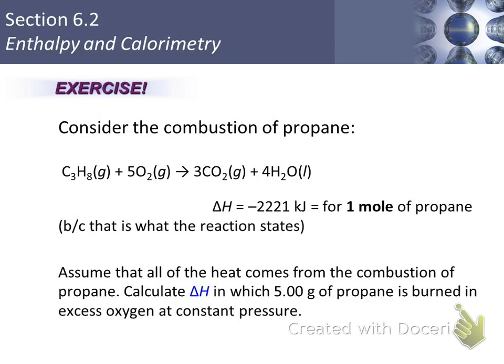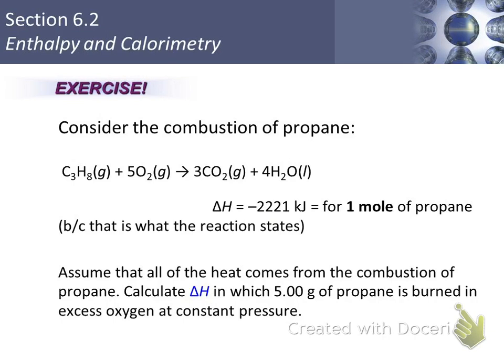Okay, so we're going to do that. We're going to say, assume all of our heat comes from the combustion of propane, so nothing extra is happening. We're not doing work. We're not having anything else extra happening. We're going to calculate our delta H if we only burn 5 grams of propane, not 1 mole of propane, right? We're only going to burn 5 grams instead of 1 mole of it.